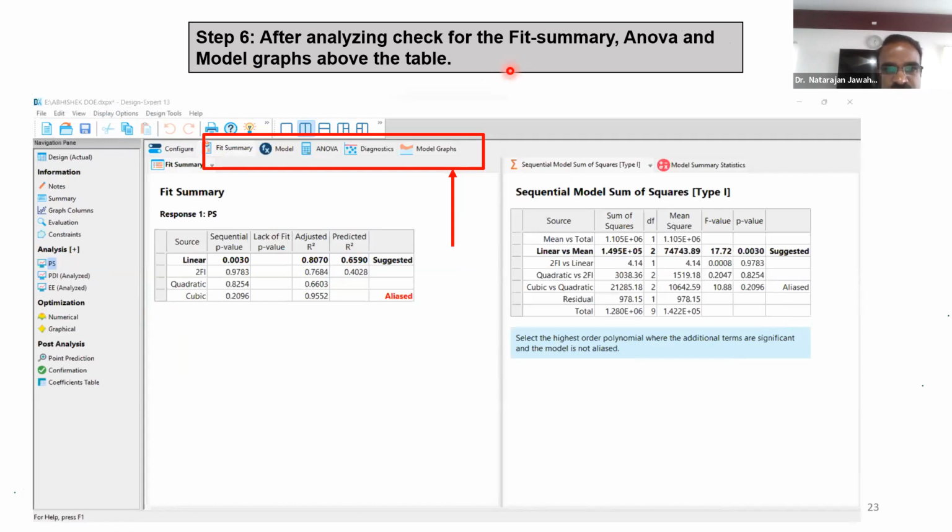After analyzing, check the fit summary, ANOVA, model graphs, and all those things will come. From this, what I understood is that this is a useful design, and there is an influence of our variables on the response, and I can go further. That's why a response is suggested. That means I can go further. So after this, again I have to go to the next step. All the information will be on this side.